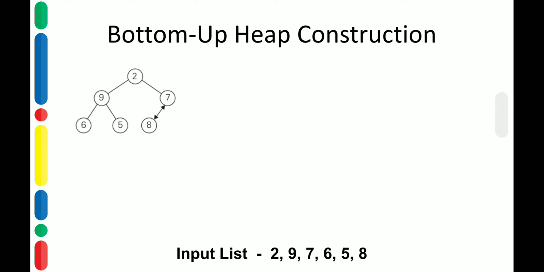So now what we have done is we have simply inserted them in the order 2, 9, 7, 6, 5, 8. Next, as our algorithm said, we start with the last parent node. Which is the last parent node in our current graph? We have 2, 9, 7 as the parents, but the last parent is 7. So we check whether the parental dominance is satisfied at 7. Is 7 greater than its children? In this case, 7 has only a single child, 8.